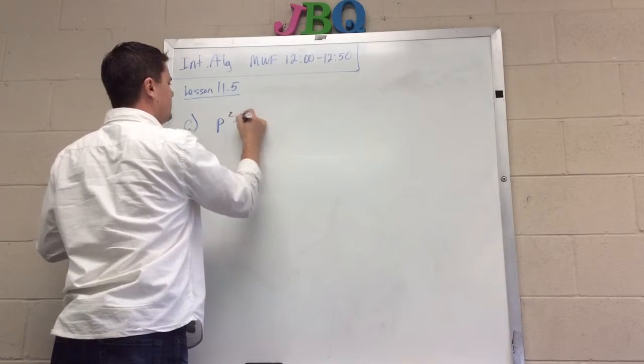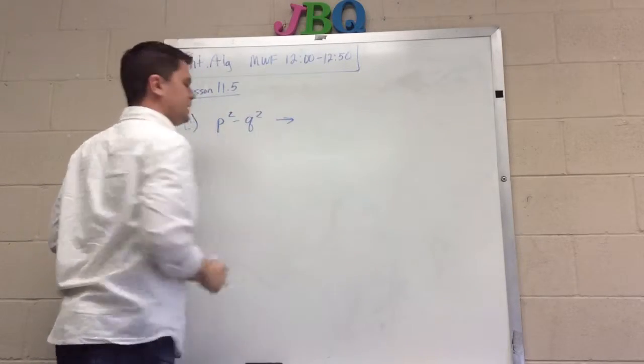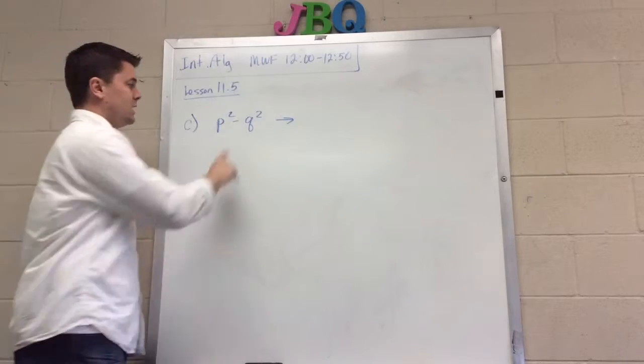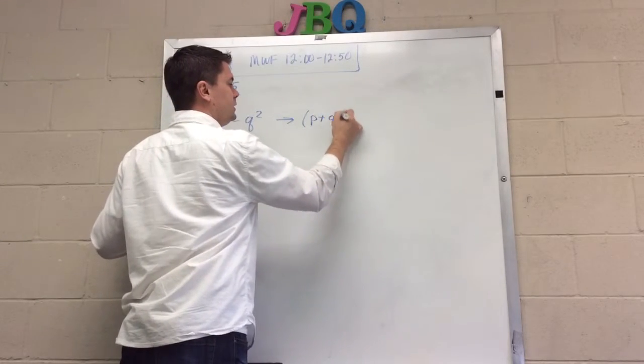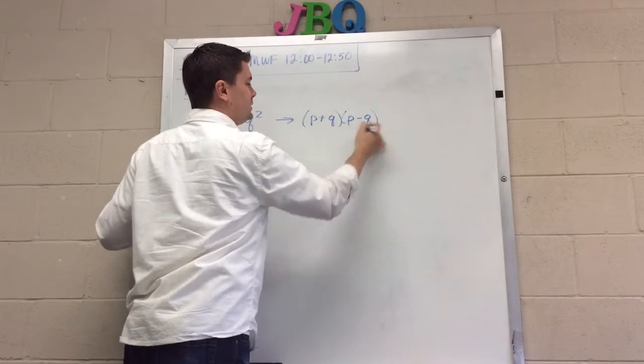C, p squared minus q squared. Is this the difference of two squares? Difference, square, square. So you're going to have p plus q and p minus q.